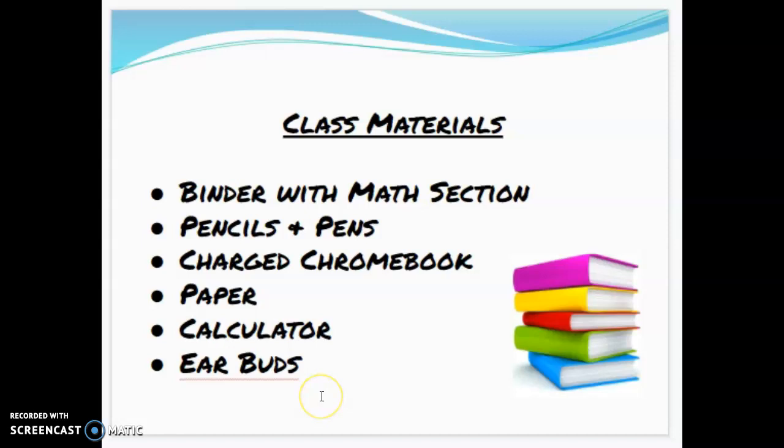Earbuds, essential. You need to have earbuds for class. Now, if you are a 100% distance learner, there's going to be an opportunity for you this Friday at the end of the first week of school for your parents to come in and grab materials. At that time, I will have all of the notes packets for you ready and all of the worksheets also ready for you to pick up. Okay?